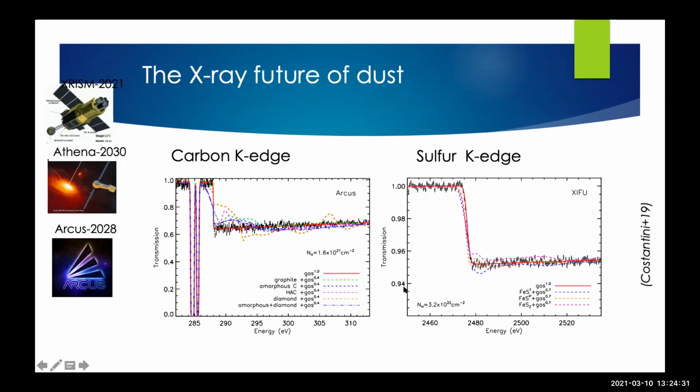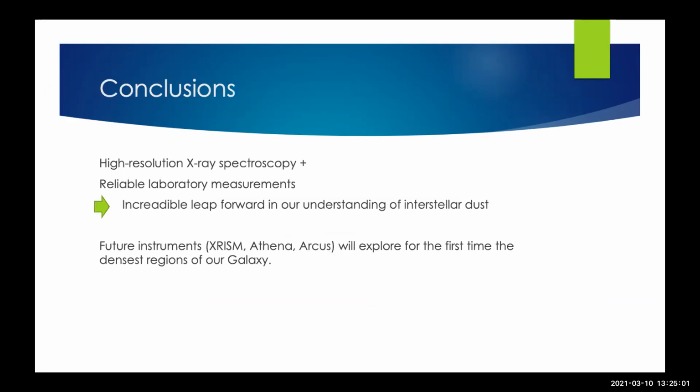And here on the left-hand side, we have a simulation of the carbon K edge that Arcus will observe at best. And finally, we will be able to understand the nature of carbon that has been debated for many years now, if carbon is in the form of graphite, of amorphous carbon, or even hydrogenated amorphous carbon. So we are really looking forward to these missions. So conclusions.